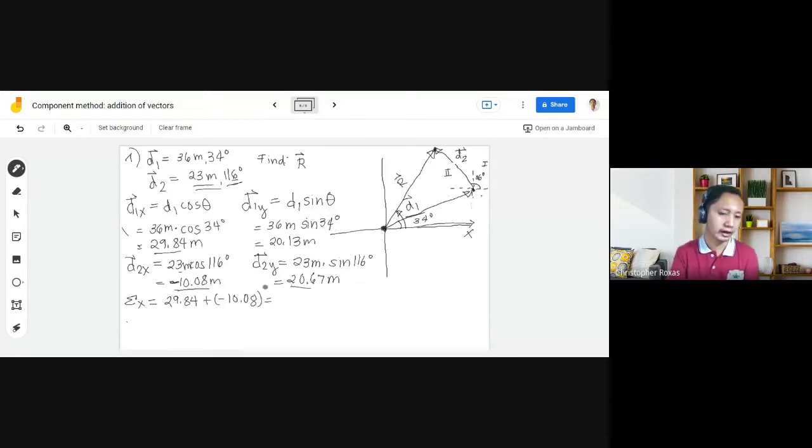Okay, since negative siya, magiging minus 29.84 minus 10.08. You will get 19.76. Okay, you can write meter. And then the sum of all the y. Yan. So you have 20.13 and 20.67.